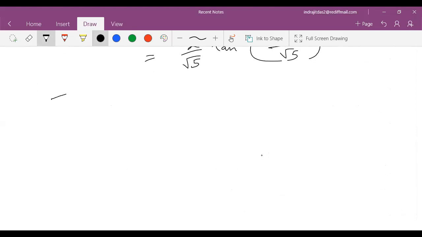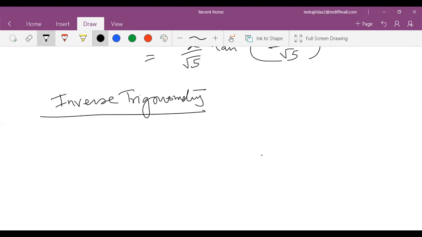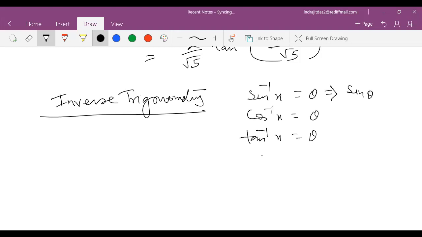Now the inverse trigonometric function, how will we solve? I suggest always take the inverse as theta. Meaning sin inverse x, if you see, take theta. Cos inverse x, take that as theta. Tan inverse x, take that as theta. So that means if sin inverse x is theta, then sin theta is x. If cos inverse x is theta, then cos theta is x. If tan inverse x is theta, then tan theta is x.